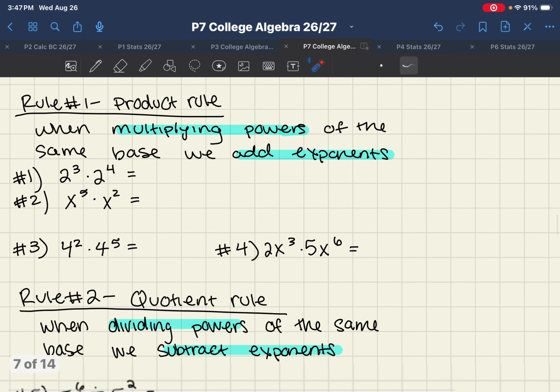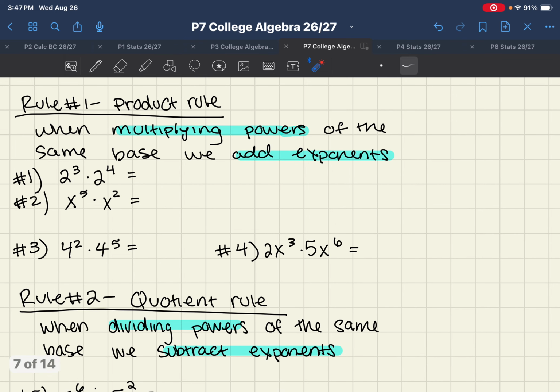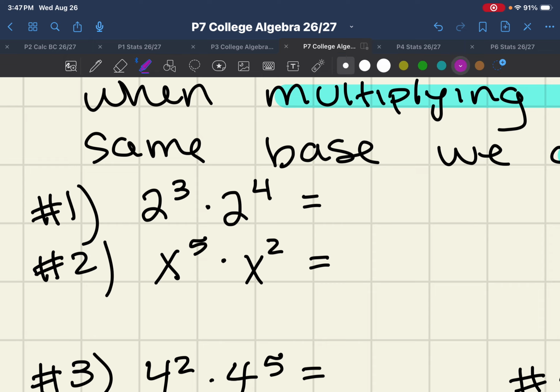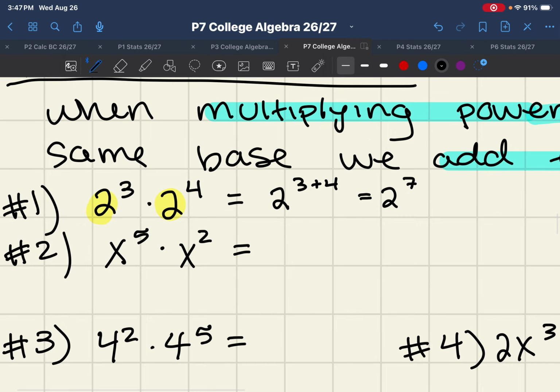So let's look at rule number 1. Rule number 1 is talking about the product rule. So it says when multiplying powers of the same base, we add the exponents. So notice here on example 1 and 2, we have 2 cubed times 2 to the 4th. So 2 on both of these are considered the base. And since they're the same, we are going to add the exponents. So this is the same as saying 2 to the power of 3 plus 4, which is 2 to the 7th power.